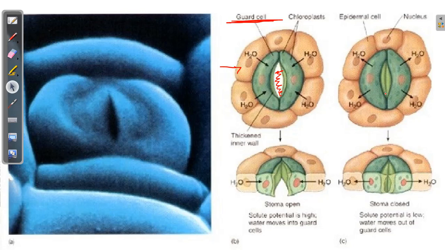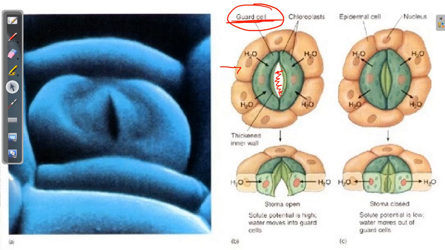So it is said that when the water enters the guard cell, what happens? The guard cell becomes turgid. Turgid means it becomes hard, and when it becomes hard, it opens. So who guides the opening and closing of stomata? It is the guard cell which guides the opening and closing of stomata.